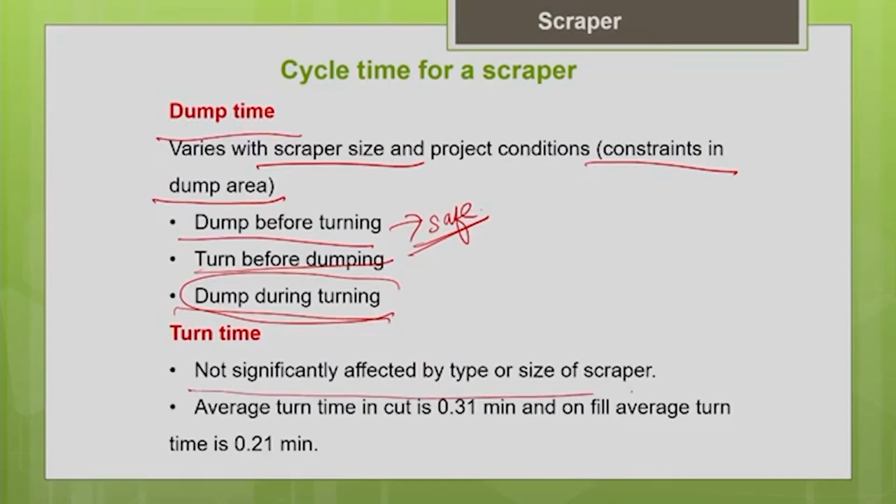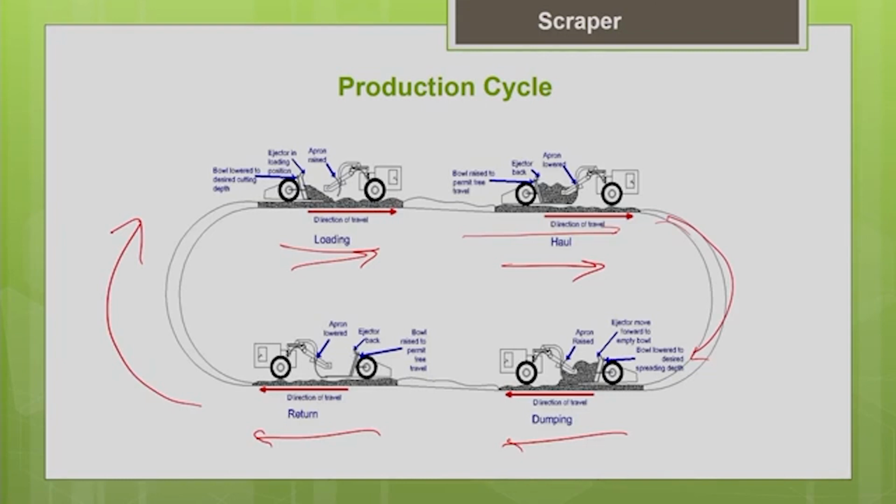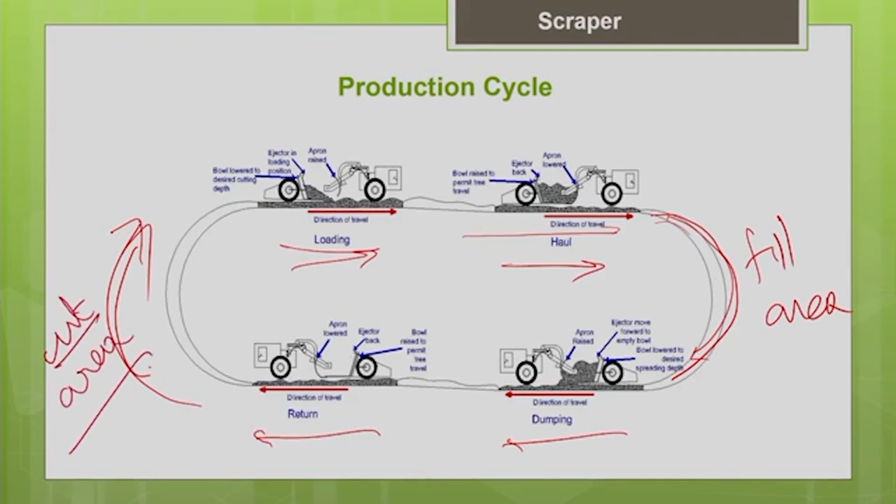Then about the turn time of the scraper. You can see that the turn time is basically not affected by the type or the size of the scraper. Hope you remember the picture which I have shown to show the production cycle of the scraper. Commonly, two turnings are done by the scraper: one is the turning in the fill area and the other one is the turning in the cut area. When the scraper makes a turn in the cut area, the turn time is a little bit higher when compared to turning in the fill area.